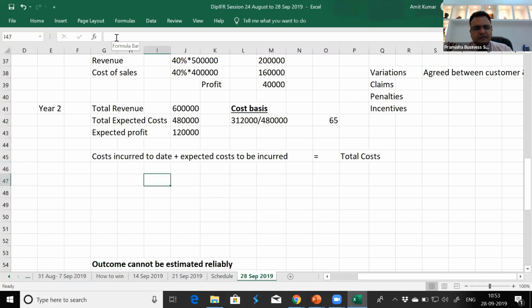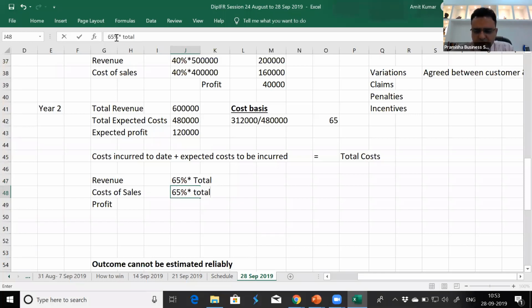So how much revenue can I recognize till date? Revenue, cost of sales, and profit I can recognize till date is 65% of total. It is always on the total. Total revenue to be recognized till date is equivalent to 65% into 600,000. Total cost I can recognize till date is 65% into 480,000. Total profit I can recognize till date is this.